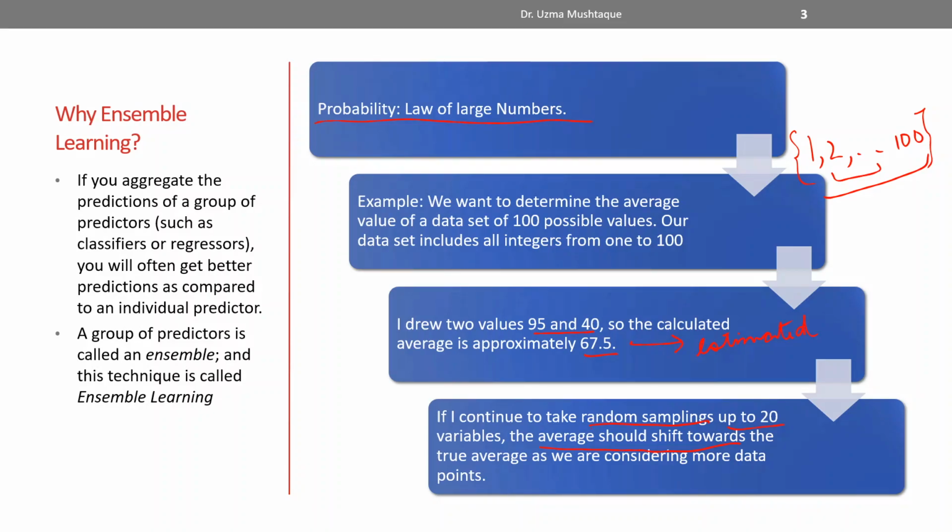And instead of these numbers or these values, we apply it to different predictors. So if we aggregate the predictions of a group of predictors, meaning classifiers or regressors, or in more simple terms, different algorithms, you will get a better prediction as compared to an individual predictor like we've been doing until now. A group of these predictors is defined as an ensemble, and obviously this set of methods where we are combining more than one algorithm is known as ensemble learning.